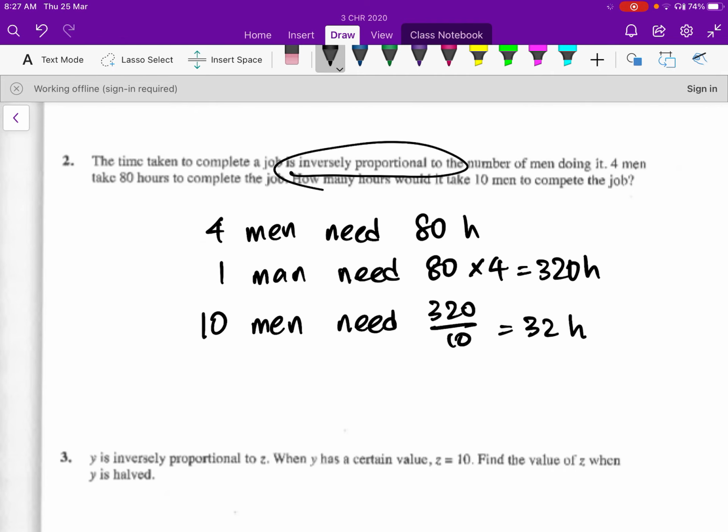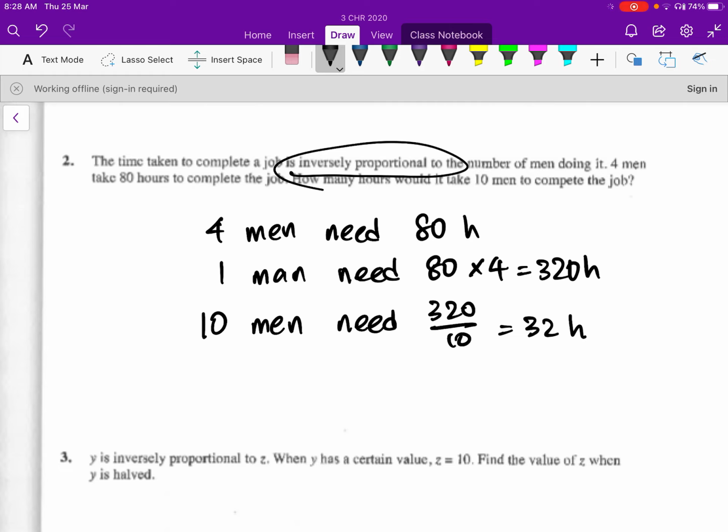Okay, your mid-year exam, which is the same format as your end of year, your prelims, which is the same as your N levels, has 2 papers. Paper 1, 50 marks, 1.5 hours. Paper 2, 50 marks, also 1.5 hours. Okay, let's talk about paper 1. You need 1.5 hours to finish 50 marks by yourself.